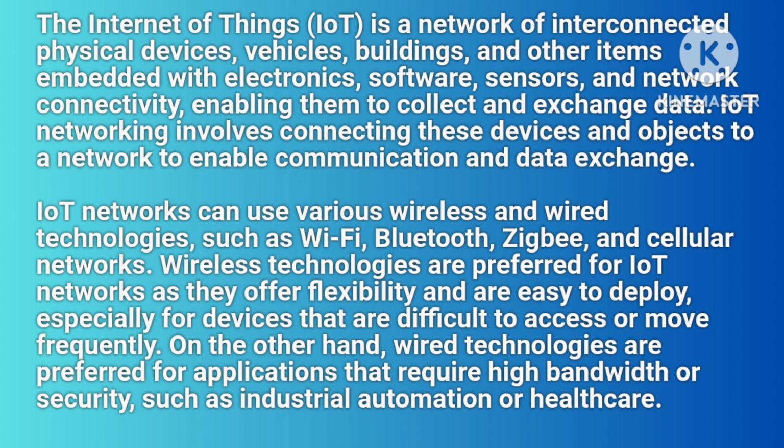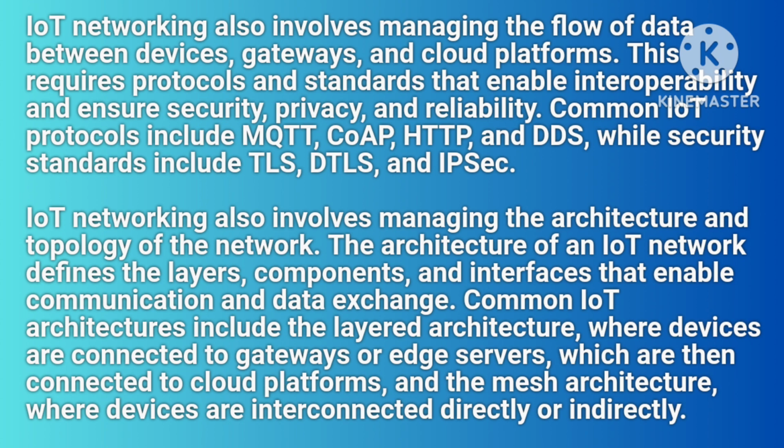Wireless technologies are preferred for IoT networks as they offer flexibility and are easy to deploy, especially for devices that are difficult to access or move frequently. On the other hand, wired technologies are preferred for applications that require high bandwidth or security, such as industrial automation or healthcare. IoT networking also involves managing the flow of data between devices, gateways, and cloud platforms.